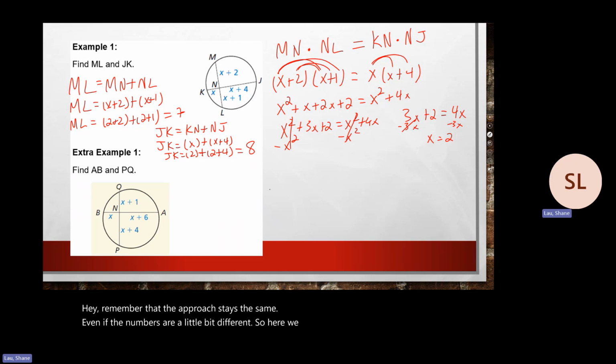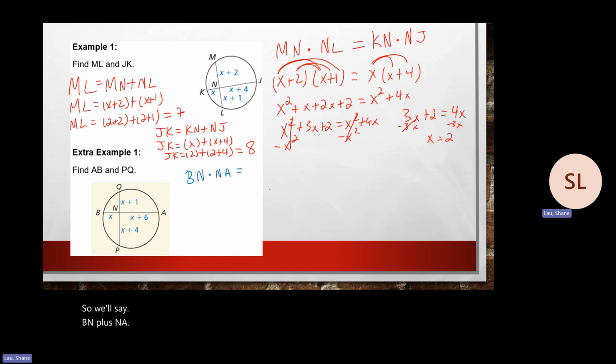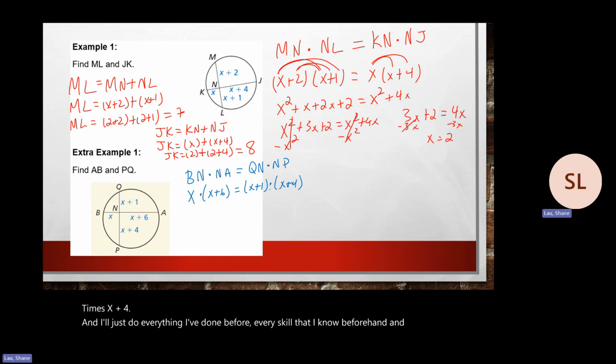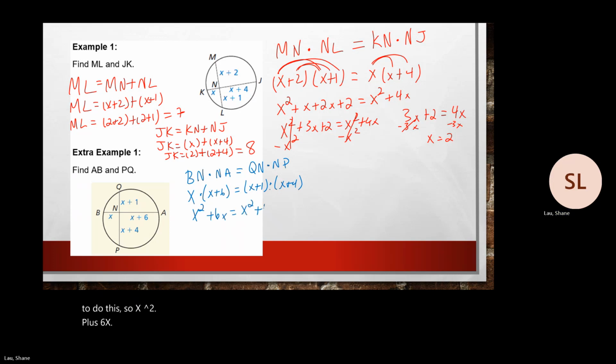So here we have A, B, and PQ that we're looking for. So we'll say BN plus NA is equal, or not plus, sorry, multiplying. Right, we're taking our segments apart, or chord apart, rather, I should say. BN times NA, and then QN times NP. I'll replace it. I get x times x plus 6 equal to x plus 1 times x plus 4. And I'll just do everything that I've done before, every skill that I know beforehand, and we're able to do this. So x squared plus 6x equals x squared plus 4x plus x plus 4.